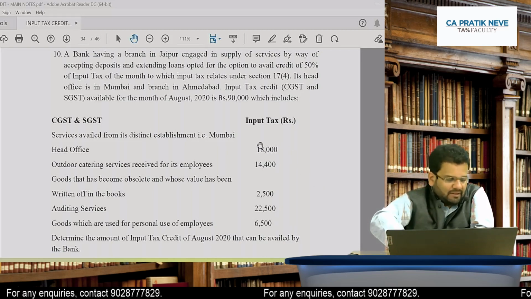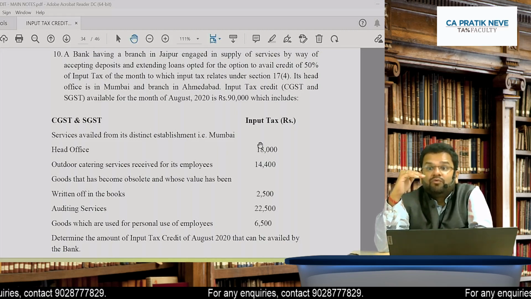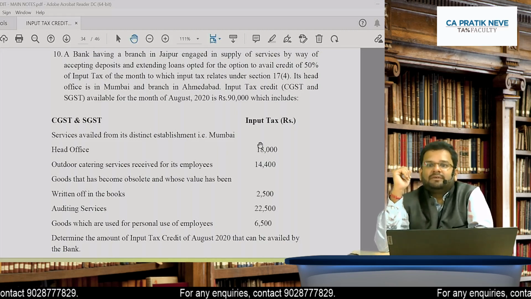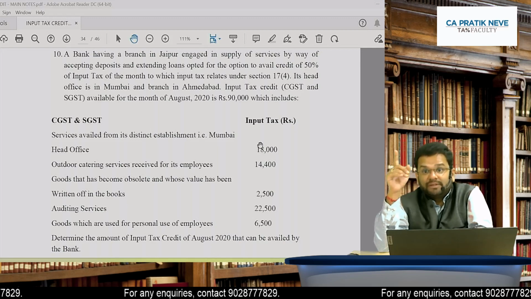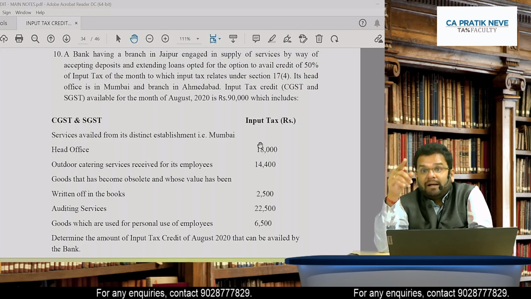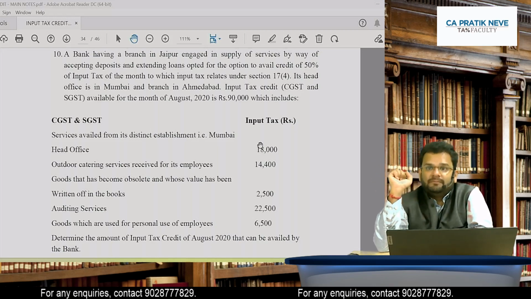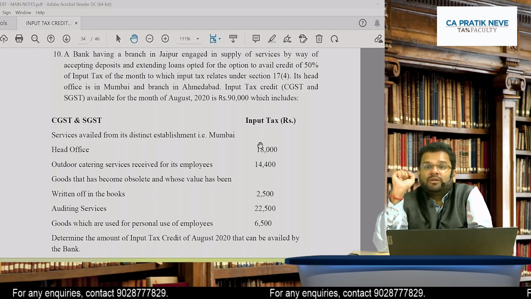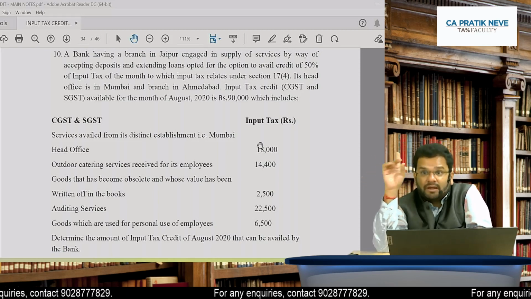So what is the final answer? Final answer is rupees 42,300. Okay, I would request you to do a parallel question for this, which I have put in the Excel file. Please do that question afterwards. There is a wonderful parallel question put in the Excel file.